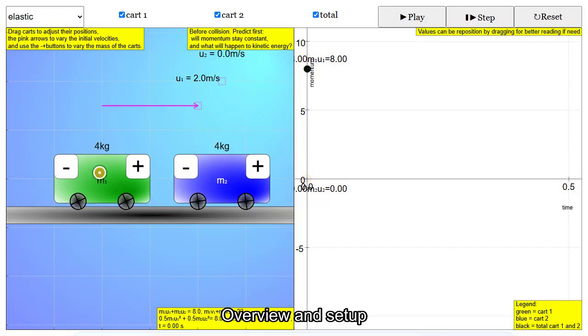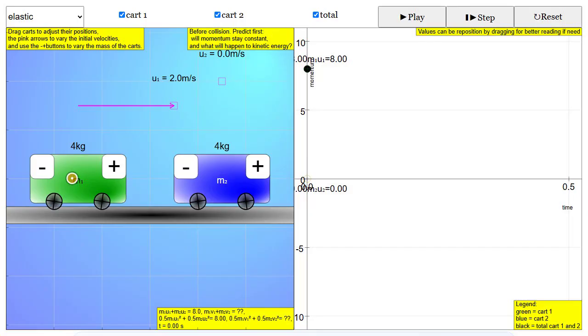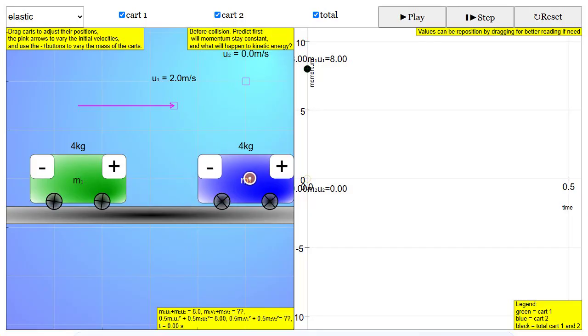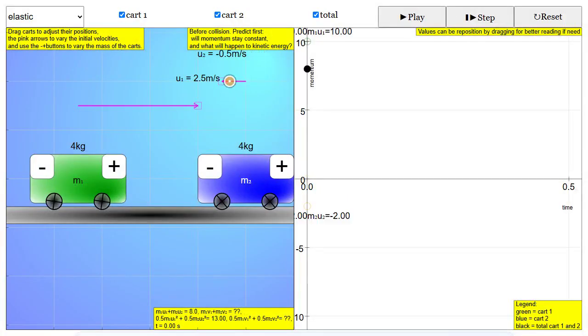This one-dimensional collision simulation lets us change the collision type, drag the carts to new starting positions, drag the pink velocity arrows, and adjust the masses with the plus and minus buttons. In this first setup, I move the carts apart, point the arrows toward each other, and choose a starting mass combination so the later comparisons are easy to read.